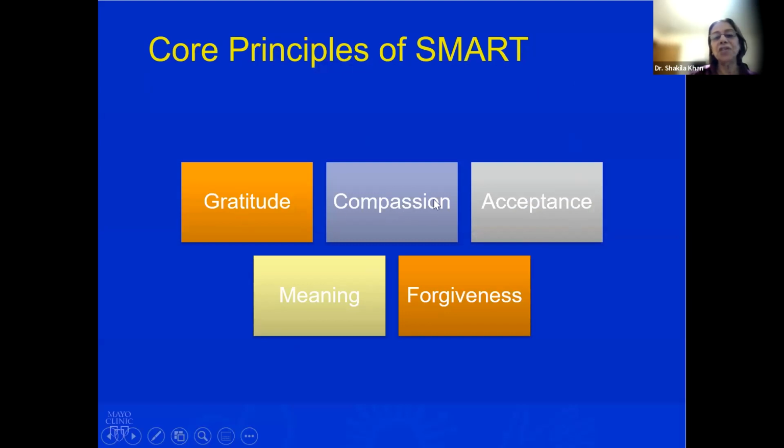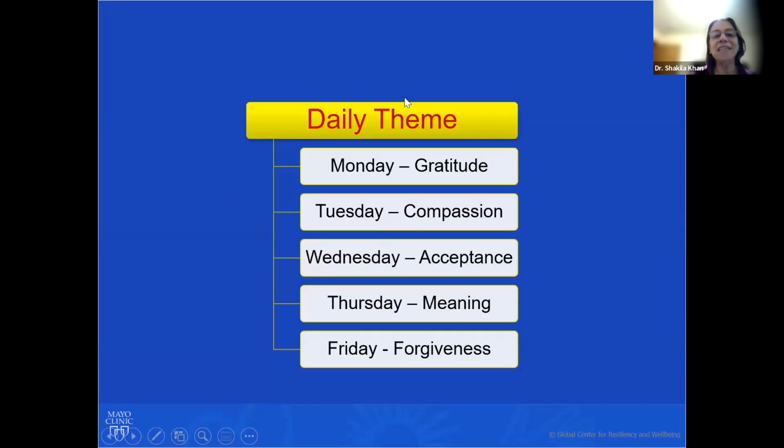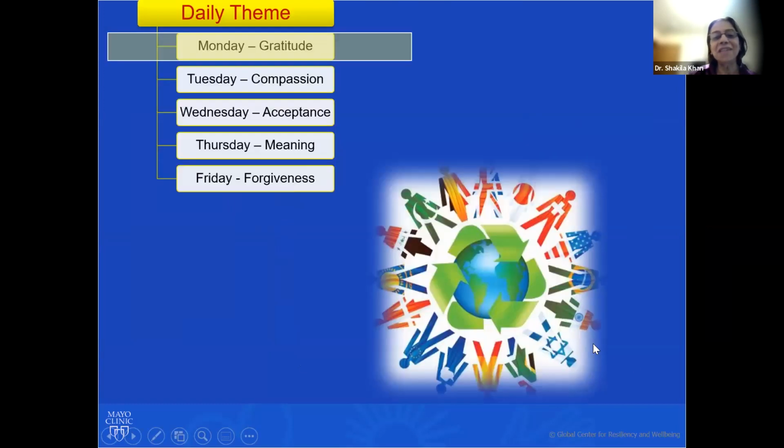So what are the core principles of this SMART program? Gratitude, compassion, acceptance, meaning, and forgiveness. And I'll just briefly go through them. You can have a daily theme: Monday for gratitude, Tuesday for compassion, Wednesday for acceptance, Thursday for meaning, Friday for forgiveness.